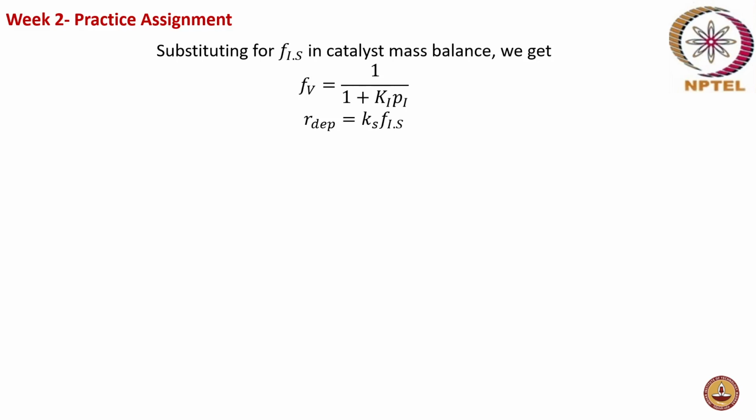The next step is to substitute in the deposition rate equation. The rate of deposition is Ks into FIS. In this you replace FIS by substituting Fv and the expression you got for FIS from the adsorption equilibrium equation. You will end up with the rate of deposition equal to Ks into Ki into the partial pressure of I by 1 plus Ki into the partial pressure of I.